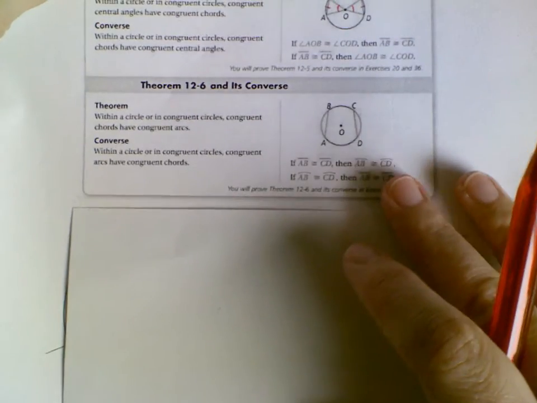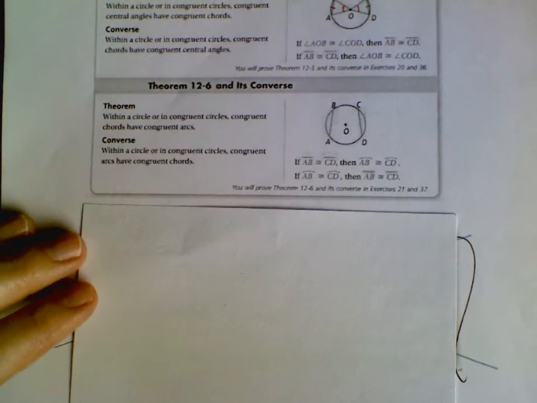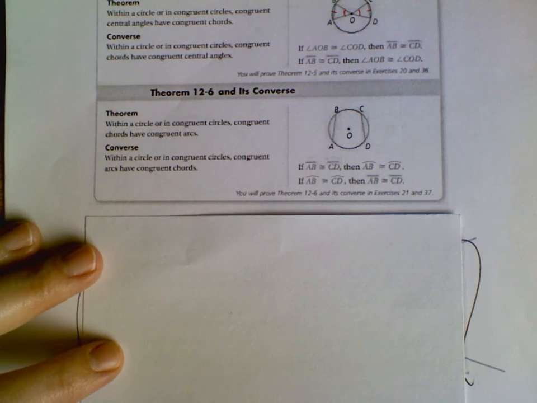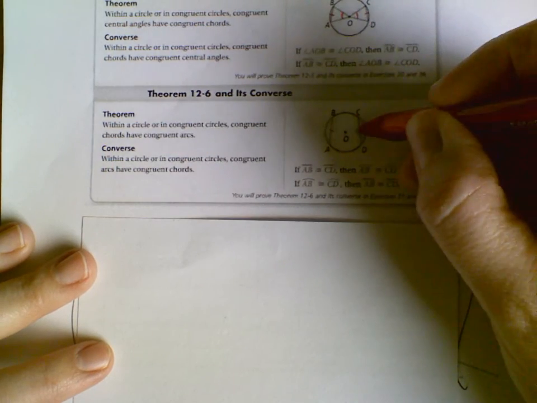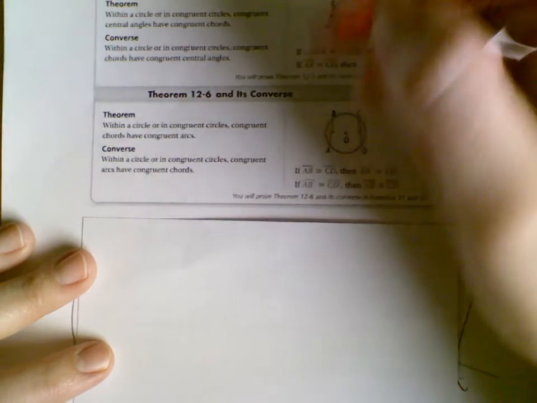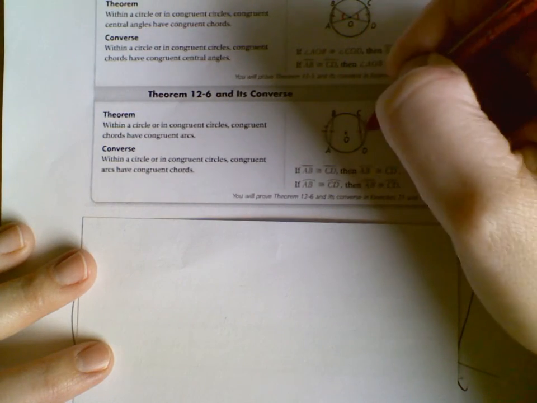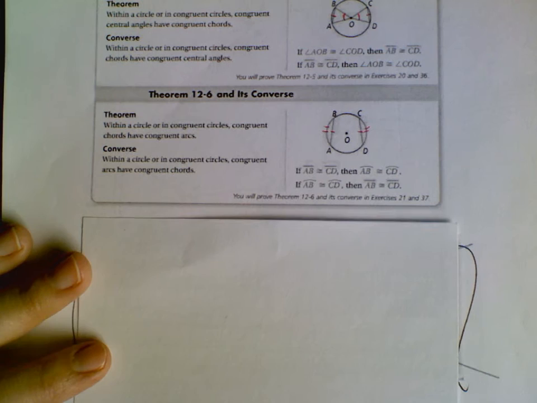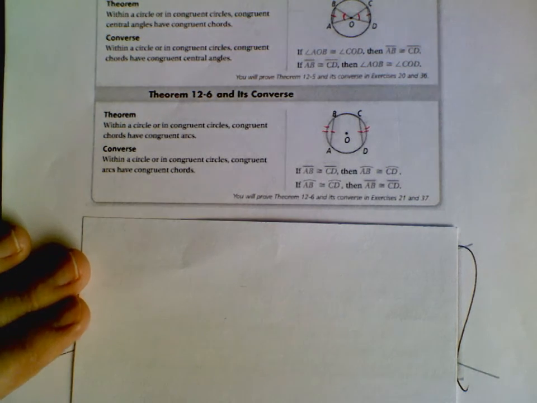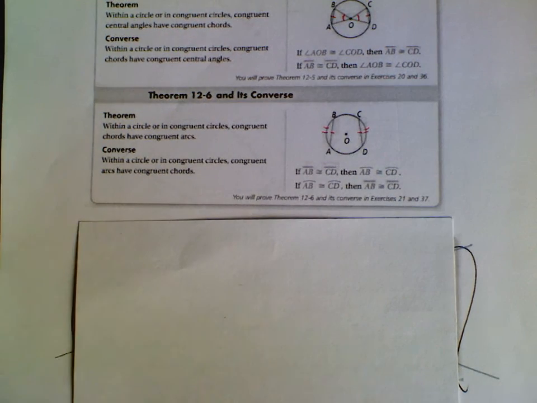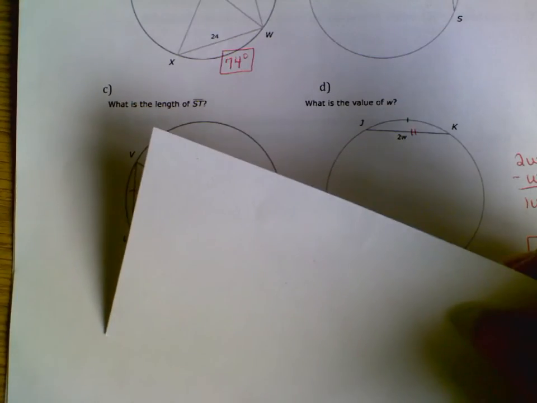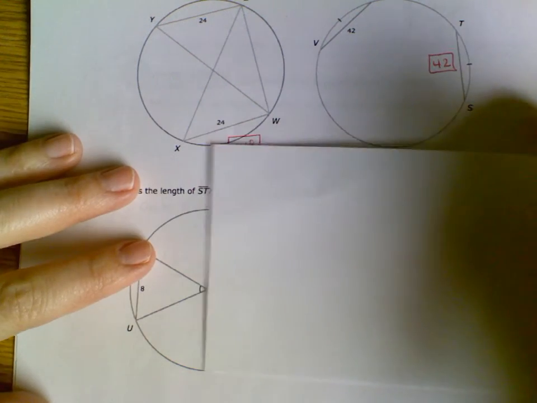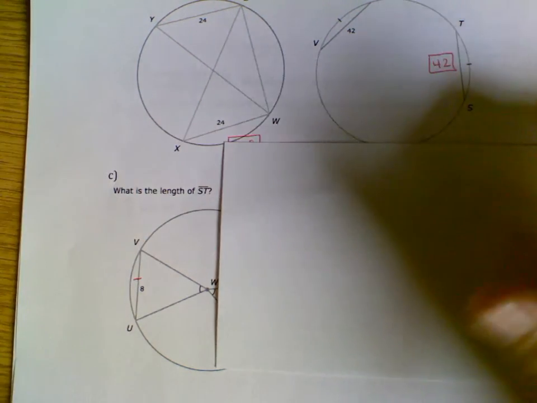Okay, last theorem we're going to use is within a circle or in congruent circles, congruent chords have congruent arcs. So if these two chords, AB and CD, are congruent, then I also know that these two arcs, arc AB and arc CD, would be congruent, and then also the converse is true. So I gave you all those theorems first because you're just going to get a variety of questions that you're just going to have to use them on. And some of them require a lot of work and some of them don't.